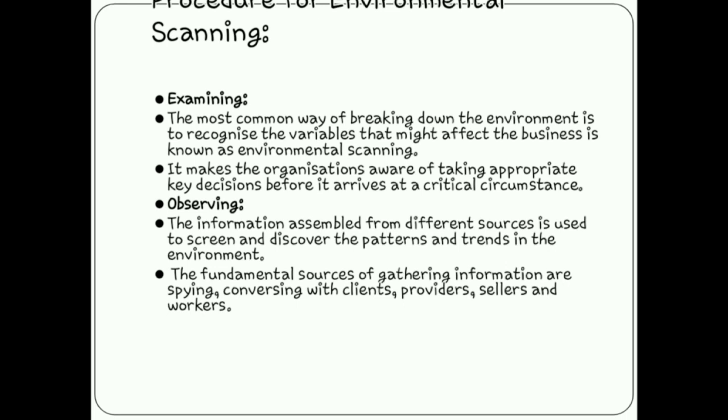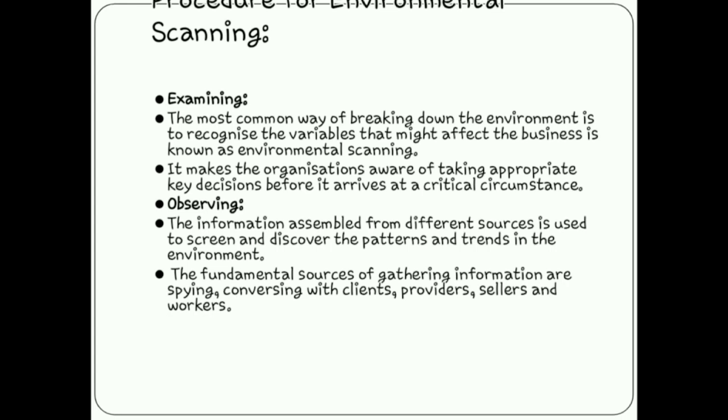Next, the third one is the procedure of environmental scanning. First one is examining. The most common way of breaking down the environment to recognize the variables that might affect the business is known as environmental scanning. So, this makes the organization aware of taking appropriate key decisions before it arrives at a critical circumstance. Next, the second procedure is observing.